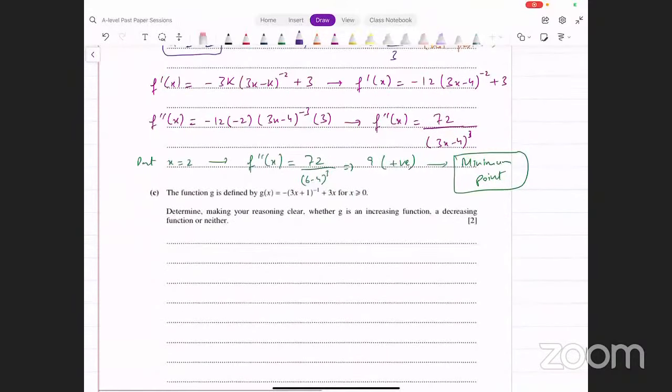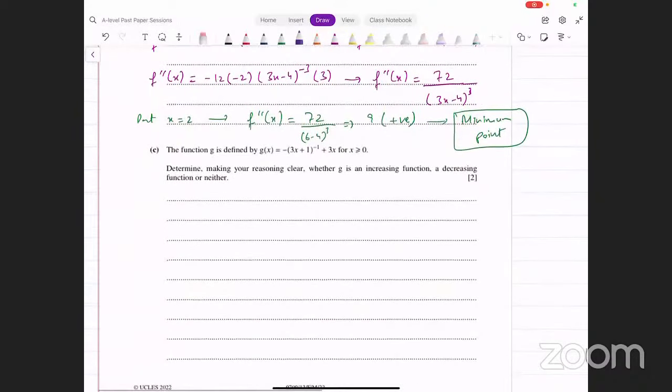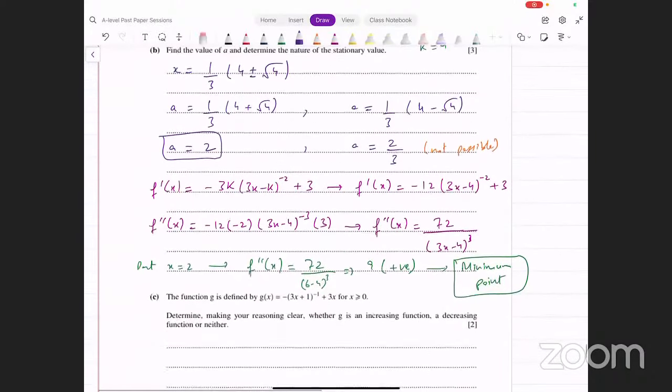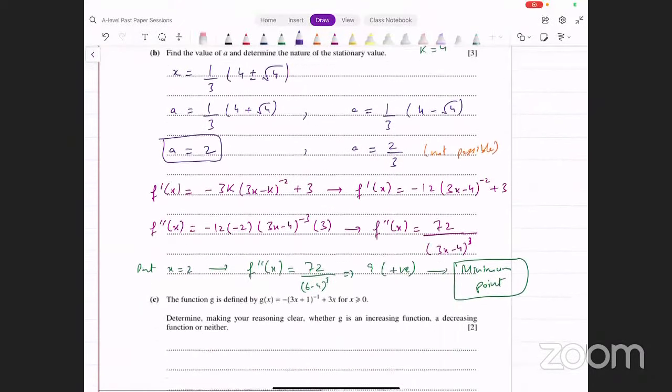Okay, let's move on to the next one. That's the last part. The function g is defined by g of x equals (minus 3x plus 1) whole raised to the power minus 1 plus 3x, and it's defined like this. Now it's a different function. Is that related to what we've done before? Again, it's related to what we've done before.